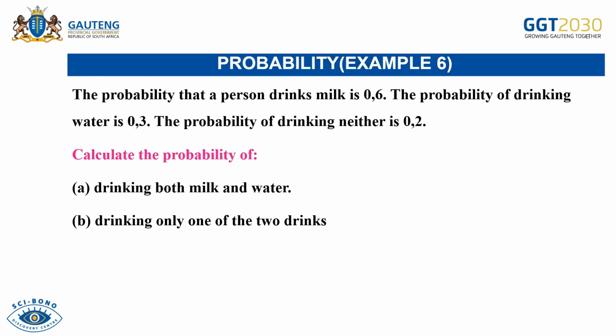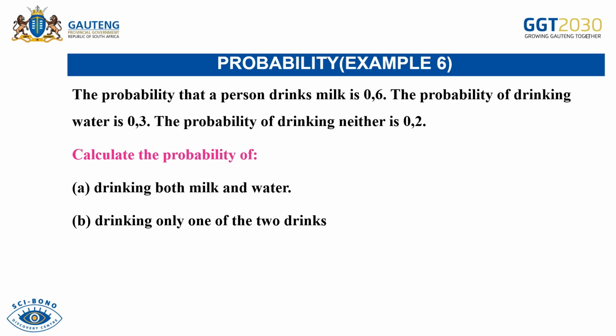Okay. Let's move to example number 6. We still have 2 examples left. It says the probability that a person drinks milk is 0.6 and the probability of drinking water is 0.3. The probability of drinking neither is 0.2. And then you move to the questions. They say calculate the probability of drinking both milk and water. And then B, the probability of drinking only one of the 2 drinks.